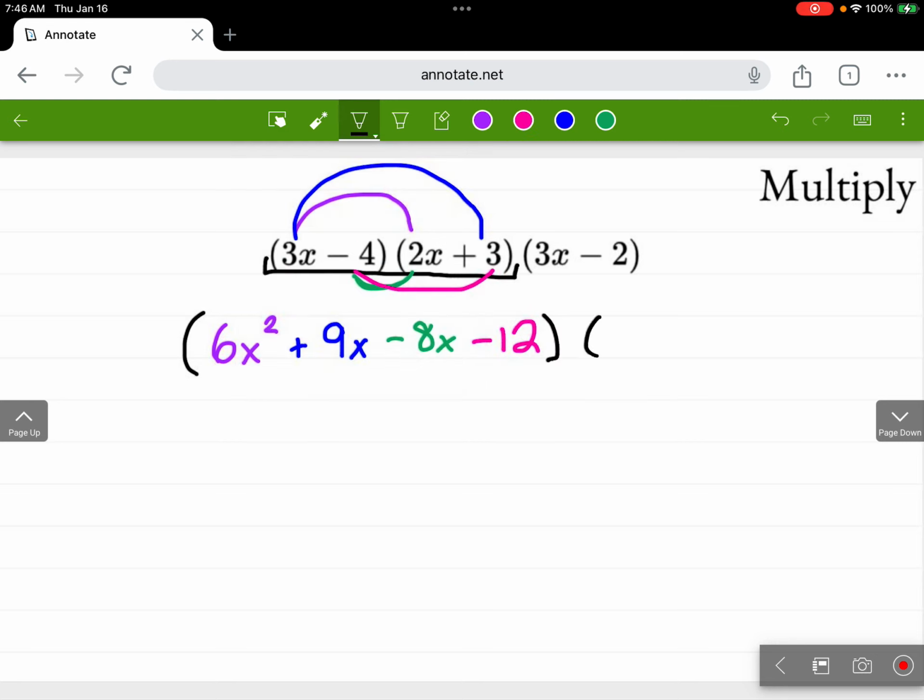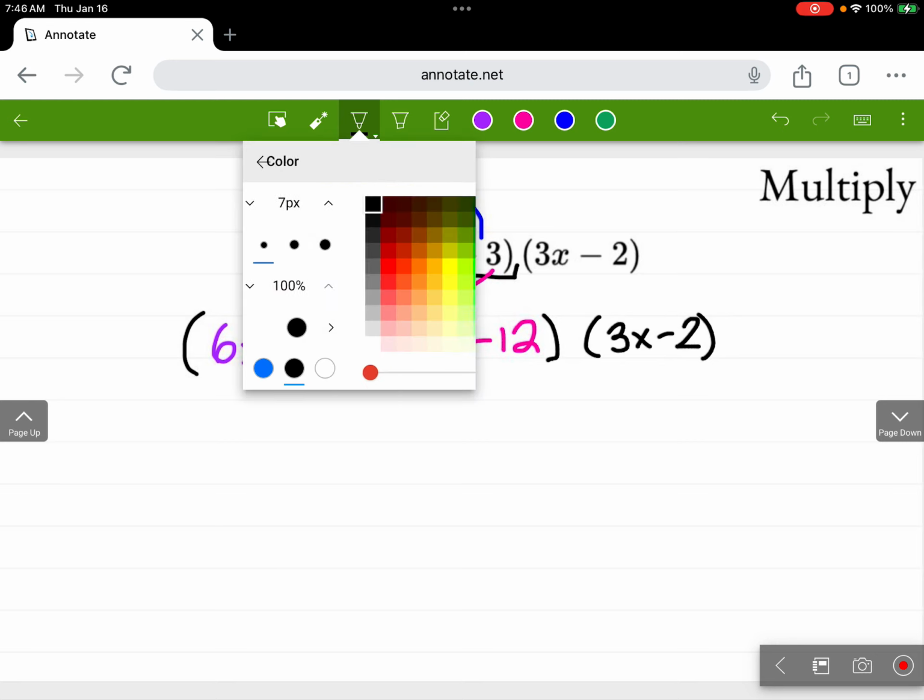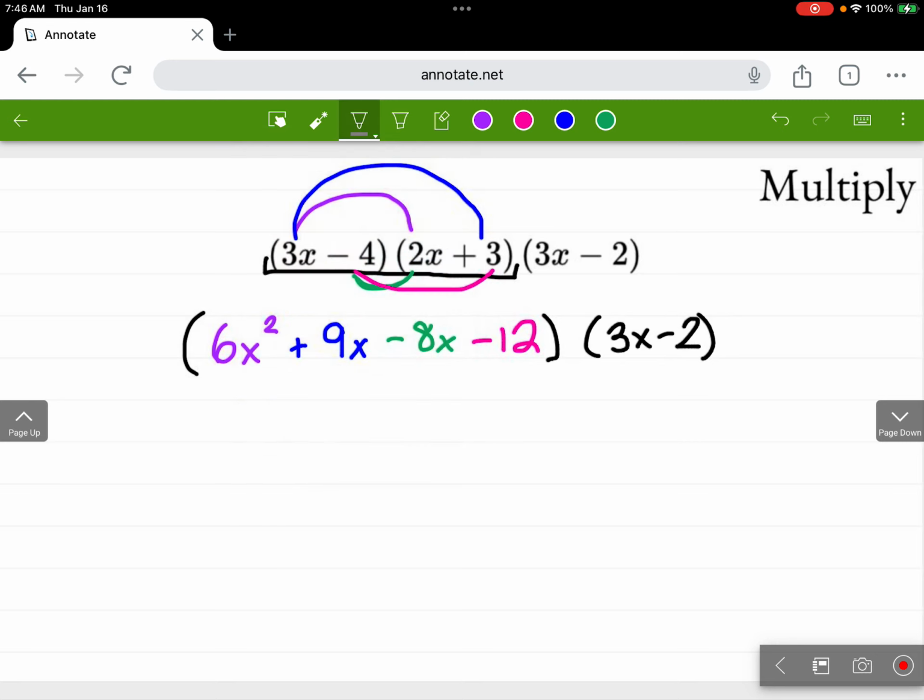Our other piece is still just kind of hanging out. Don't lose track of it. He's just chilling here. We need to combine our like terms. I mean, we don't have to, but it is significantly easier if you do. So I highly, highly, highly recommend it. You can do it without doing that, but you're just going to have so much more to combine on the last step. So we're going to combine our like terms together.